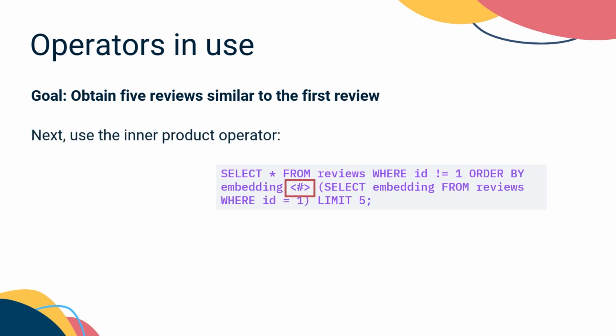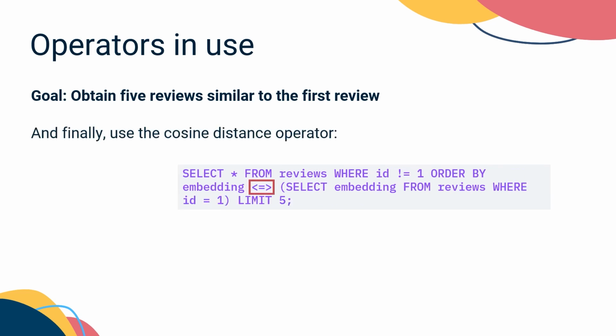This next query uses the inner product operator to retrieve records based on their distance. Select all columns from the reviews table where the ID does not equal 1. Order the results by the inner product between the embedding column and the embedding of the row where the ID equals 1, and limit the output to 5 rows. And this final query uses cosine distance to also retrieve the records based on their similarity. Select all columns from the reviews table where the ID does not equal 1. Order the results by the cosine distance from the embedding of the row where the ID equals 1, and limit the results to 5 rows.